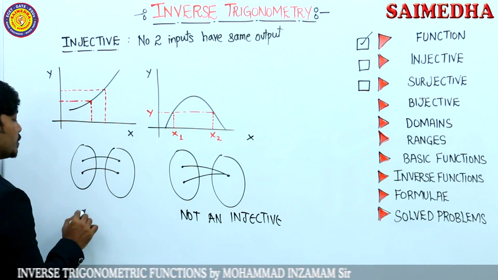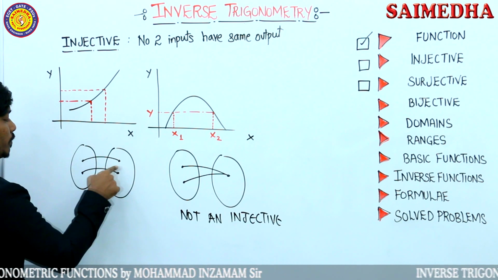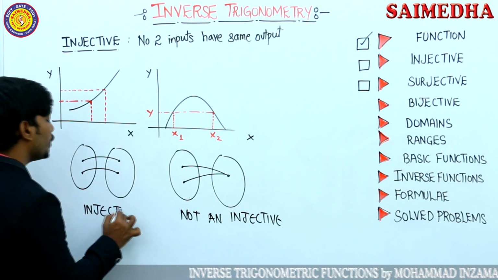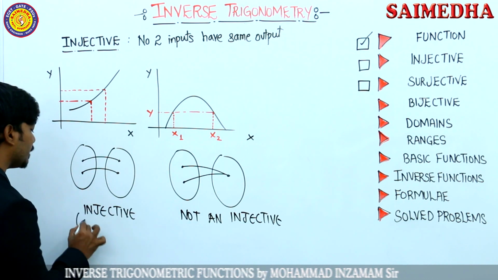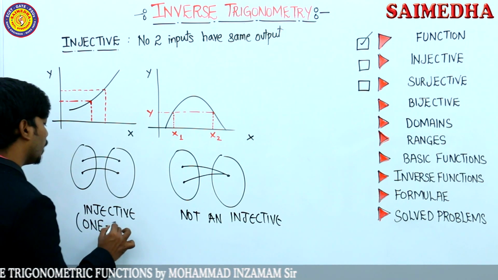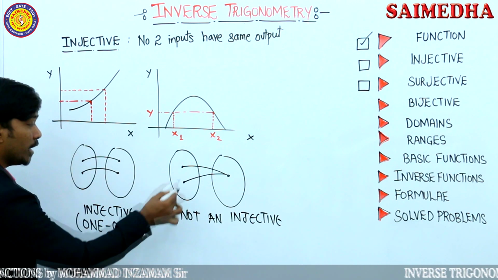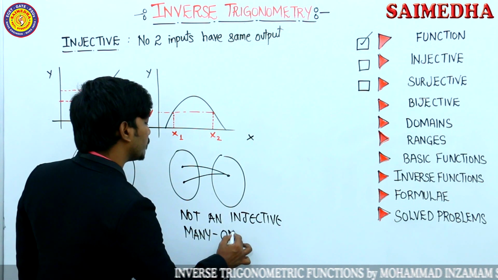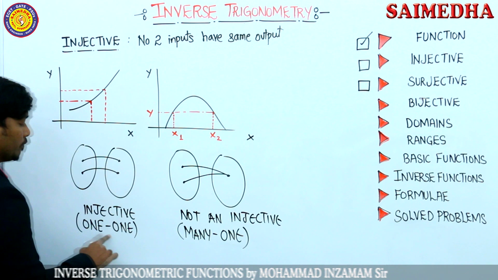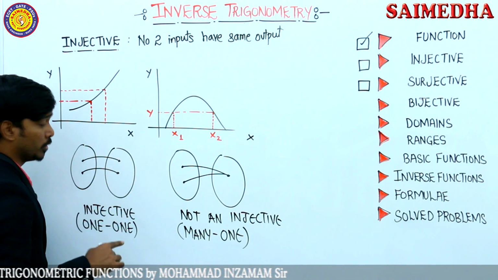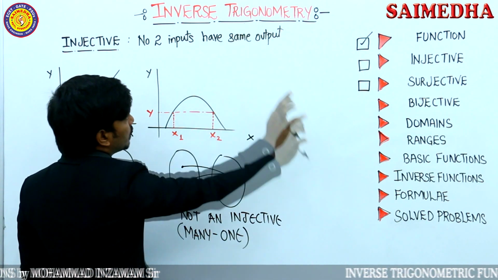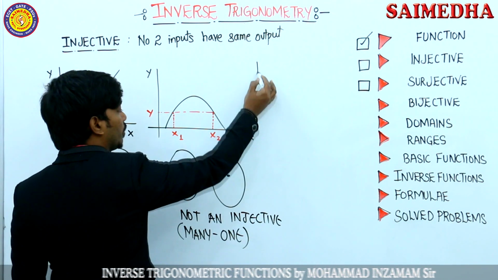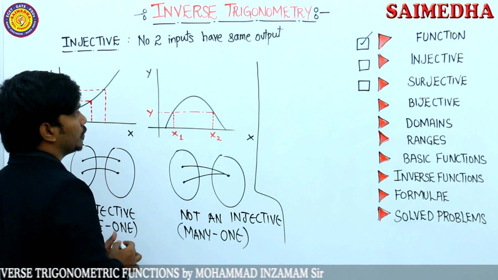Here you can observe it is injective now. One input, one output, one input, one output. So yes, it is injective. Another name for injective, for easy understanding, is one-one function or one-to-one function. Here we are having many to one. So many to one cannot be one-one. So easily you can remember now: one-one, one input, one output. No two inputs must have the same output. Try and understand.